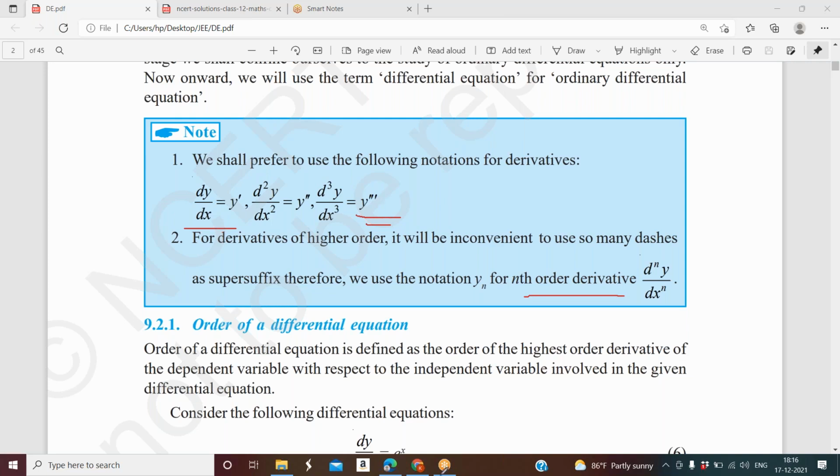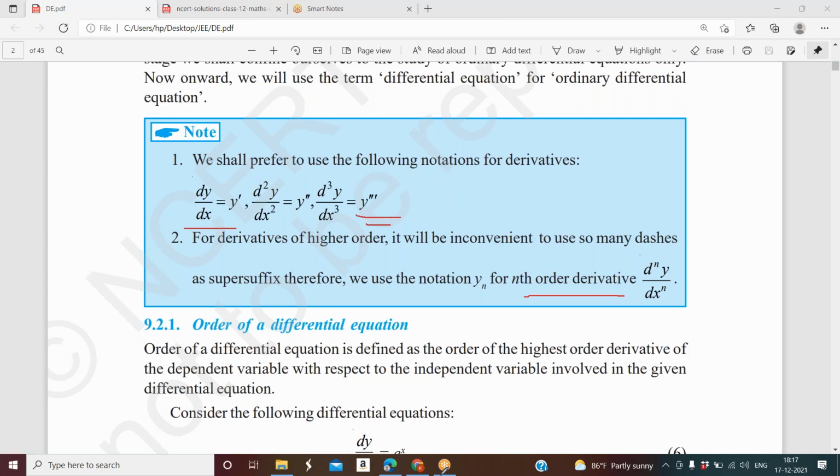We have studied what a differential equation is. A differential equation is an equation involving derivatives, where the dependent variable depends on the independent variables. Differential equations are categorized as partial differential equations as well as ordinary differential equations. So there are two types of differential equations: one is ordinary and the other is partial.